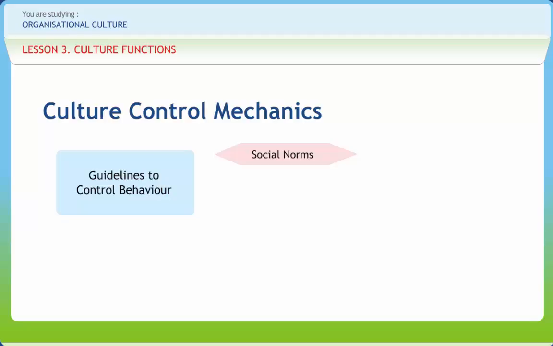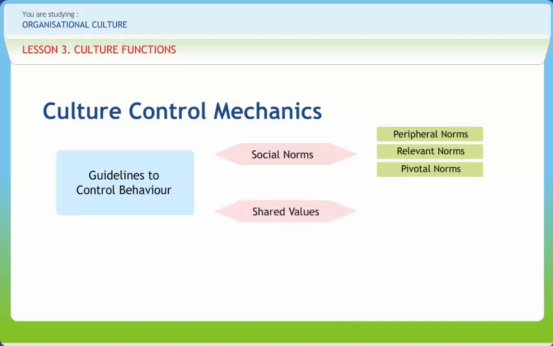Norms can be categorized as peripheral norms. They are general expectations that make interactions easier and more pleasant. Relevant norms and pivotal norms include behaviors that are important to group functioning. Violation of these norms often results in non-inclusion in important group functions and activities. Shared values are the explicit or implicit fundamental beliefs, concepts, and principles that underlie the culture of an organization and which guide decisions and behavior of its employees, management, and members.